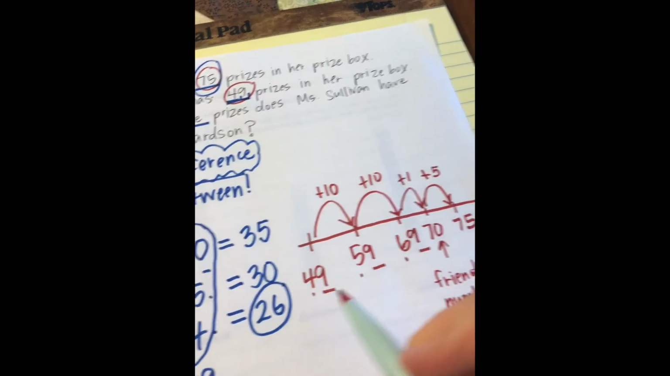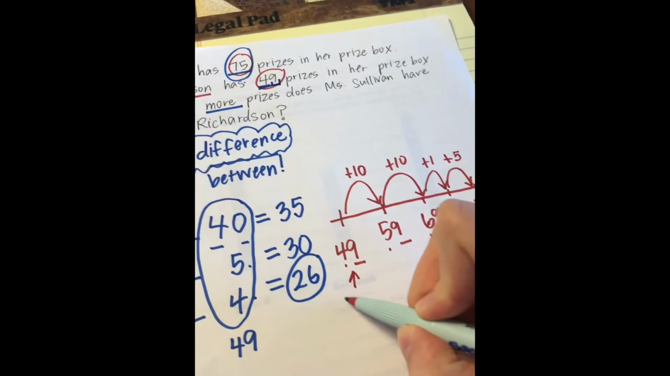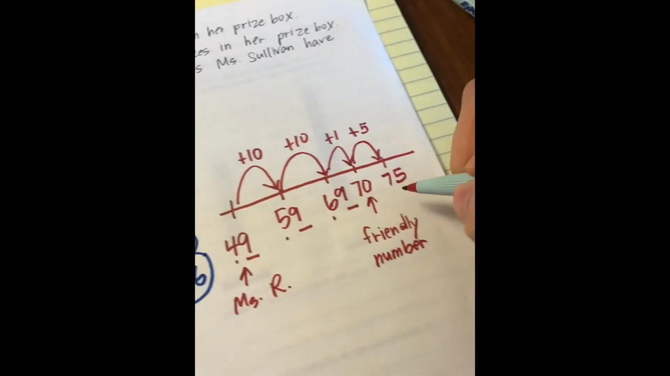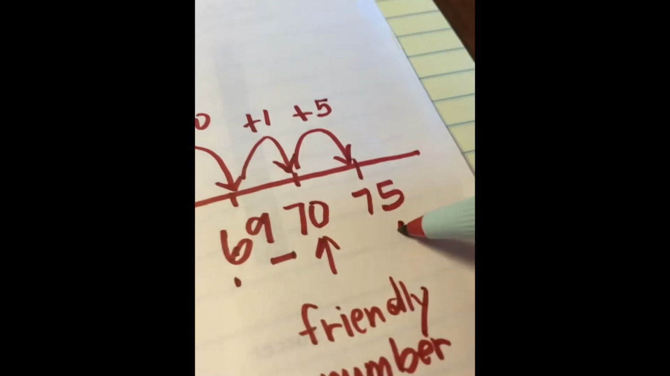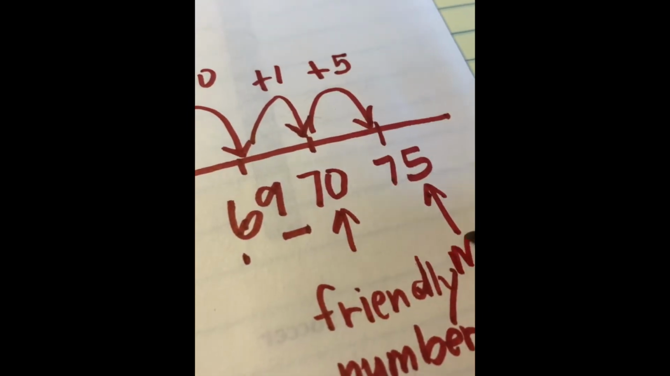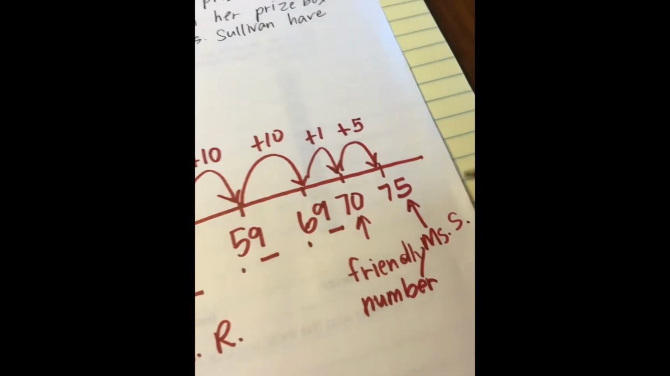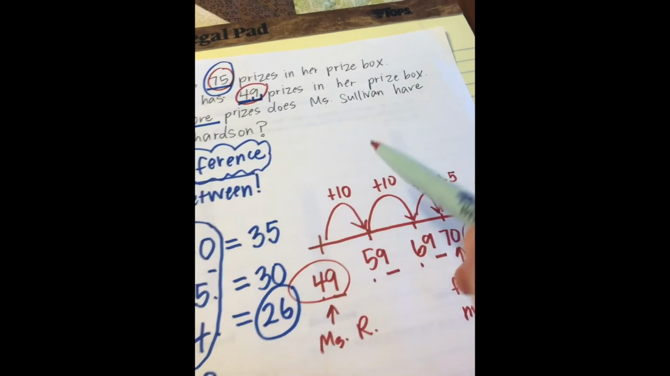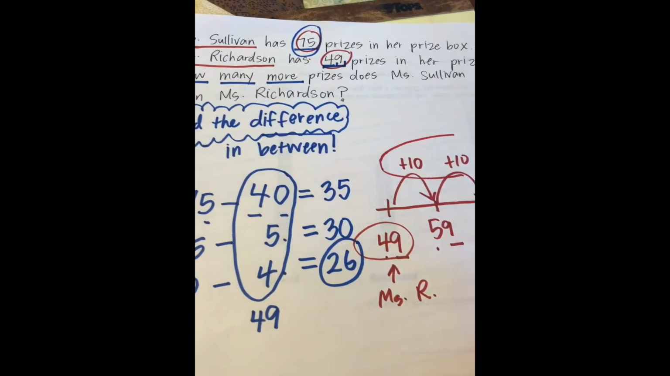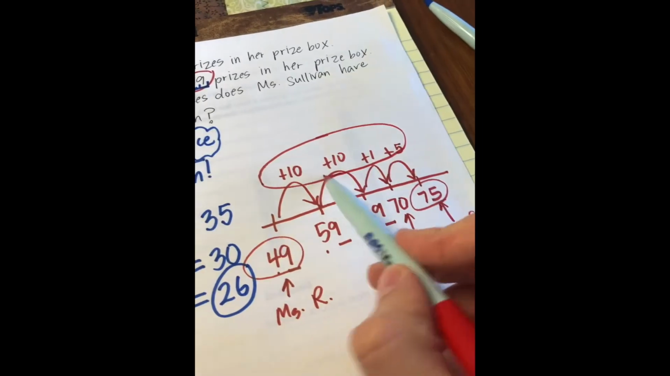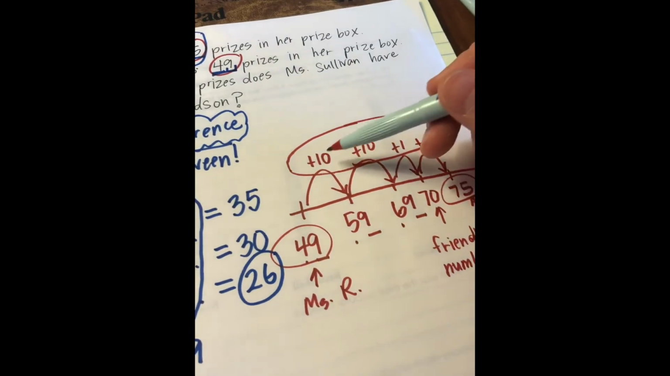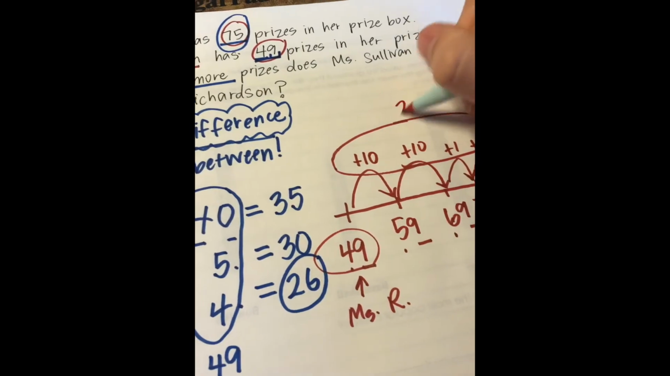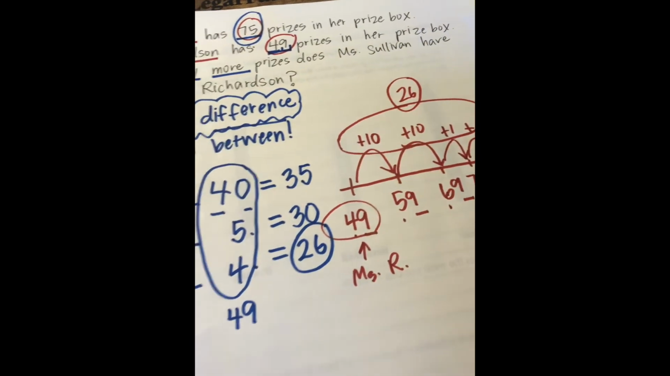Now, 49 in the story is how much Miss Richardson has. 75 is how much Miss Sullivan has. And see, I'm labeling every single part so I don't forget what each number means. And then on top is going to be what is the difference, right? So 10 plus 10 is 20, plus 1 is 21, plus 5 is 26. So 26 would be your answer.